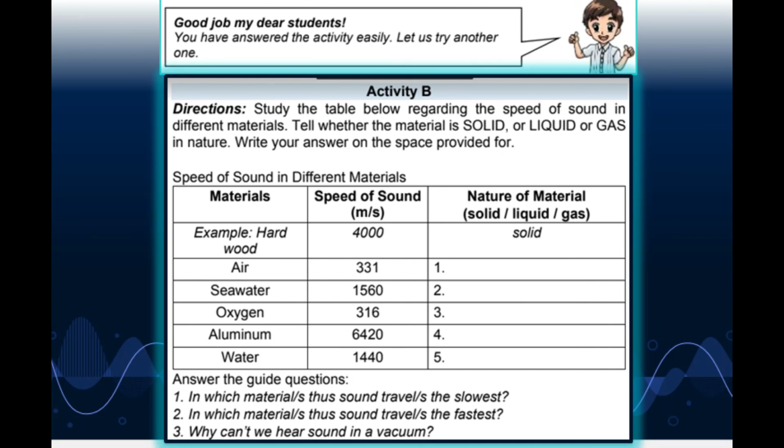Write LC3 Activity B. This time, the directions. Study the table below regarding the speed of sound in different materials. Tell whether the material is solid or liquid or gas in nature. Write your answer on a space provided. So you'll have to copy the table similar to that one, and of course you have to answer the guide questions.